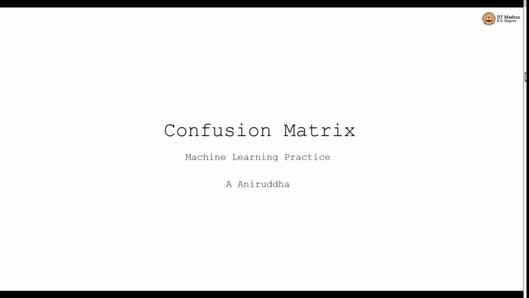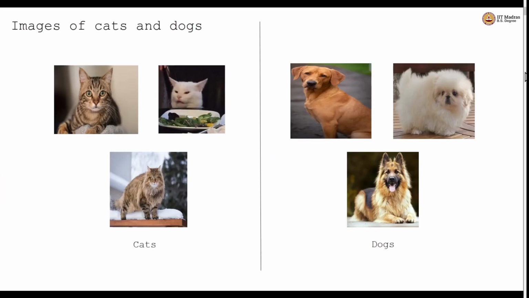Hello everyone. In this video we are going to try and understand what a confusion matrix is, how to construct a confusion matrix, as well as subsequently derive various evaluation metrics using this confusion matrix. So to begin with, let us look at some images of cats and dogs.